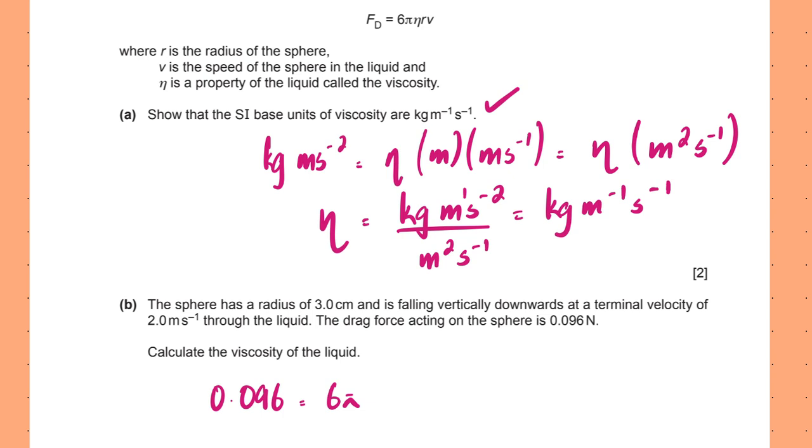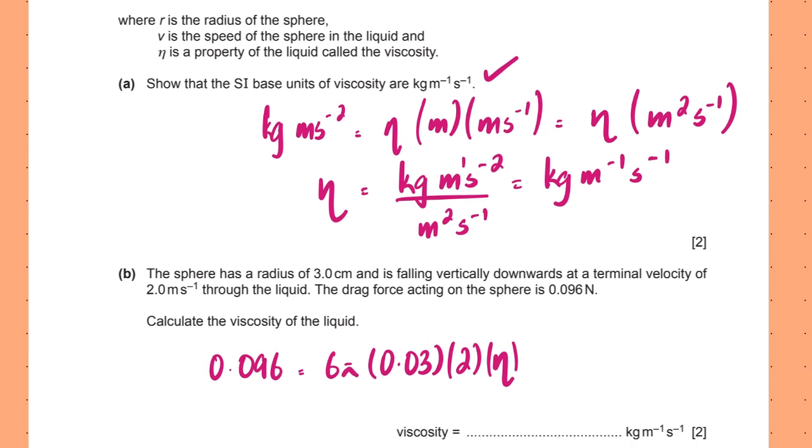So 6 pi, r is 3 centimeters, right? So 3 centimeters means 0.03 meters, and v is 2 meters per second, and I need to find eta, the viscosity. So I'll just cross multiply here, nothing too fancy with this question. So just divide by all of that on the other side, and this turns out to be 0.085 kg per meter per second, the units that we found in this part.